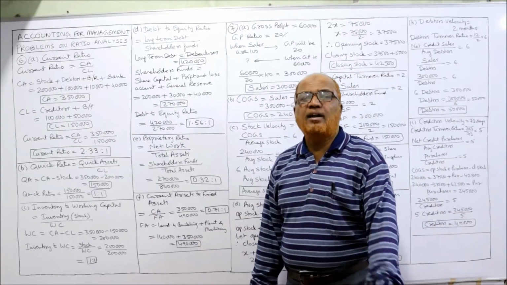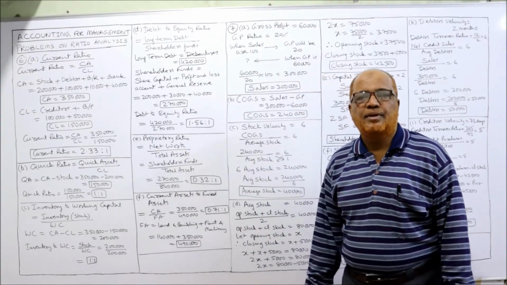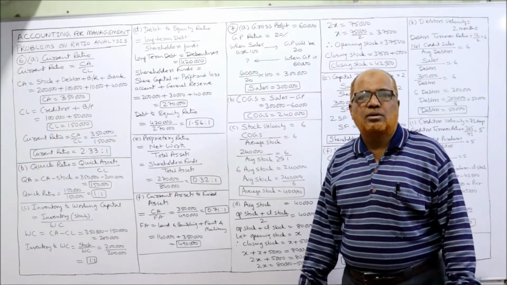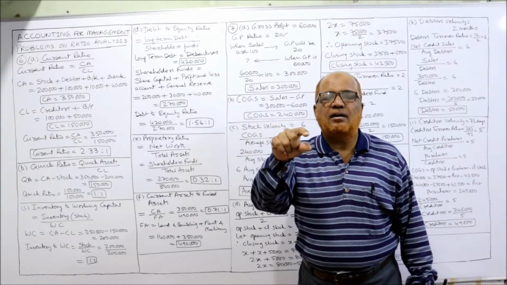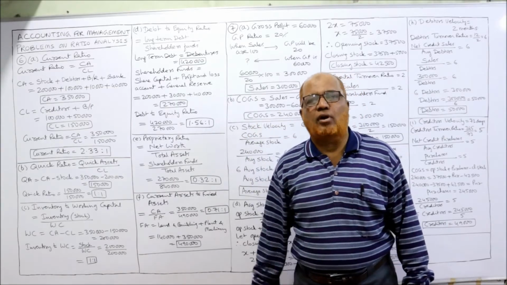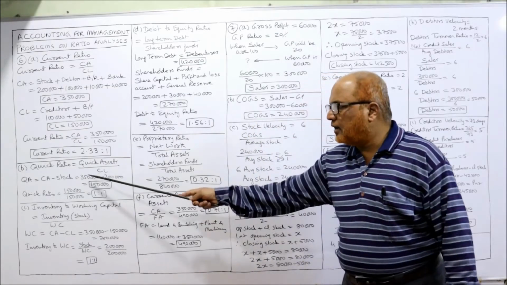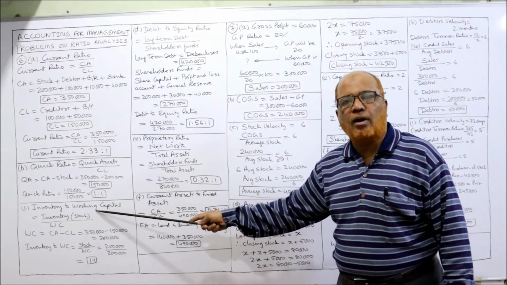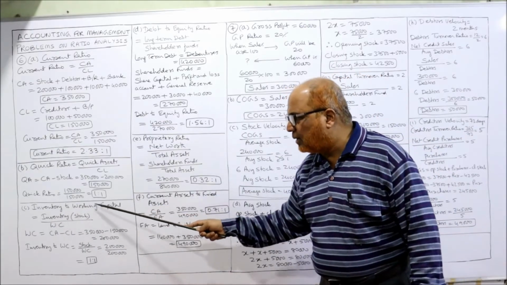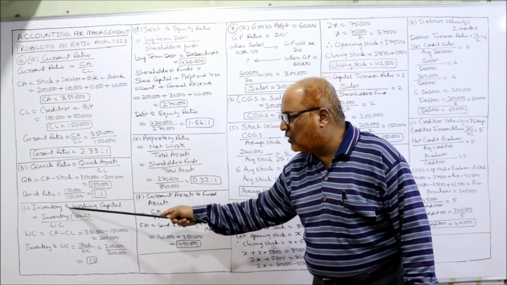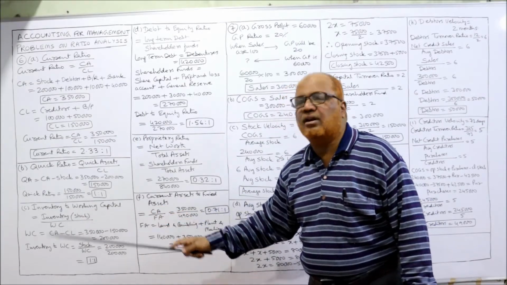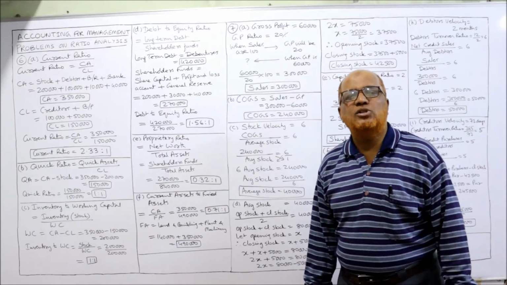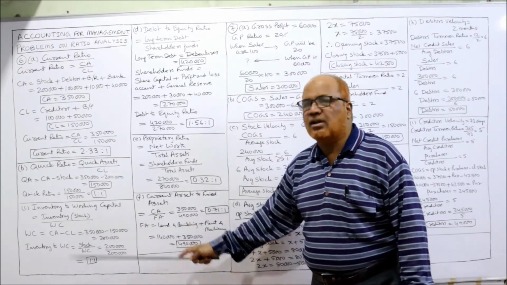Next one is inventory to working capital. These are peculiar ratios, where by seeing the name of the ratio we can derive the formula. Here, inventory to working capital, so the formula will be inventory divided by working capital, because in between you have the word 'to'. And remember, inventory means stock. So it is stock by working capital.